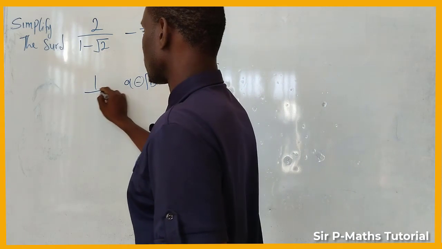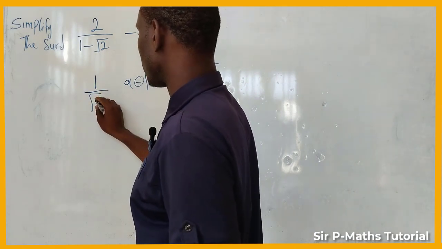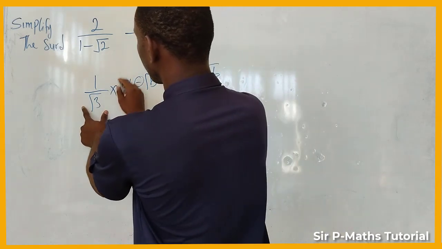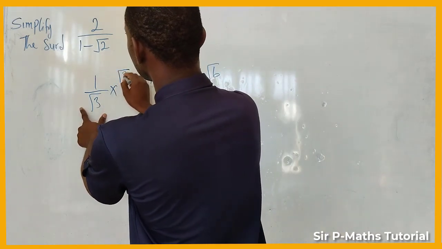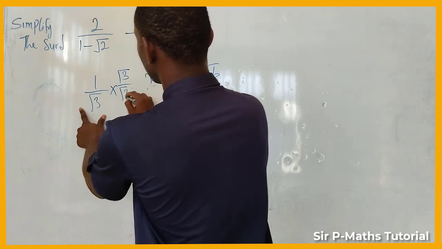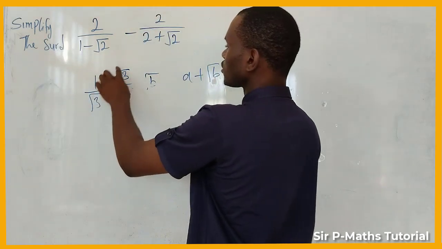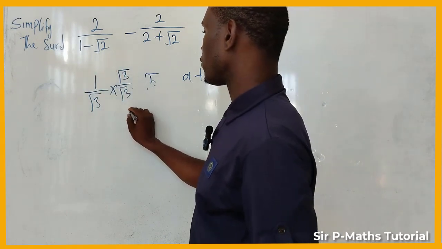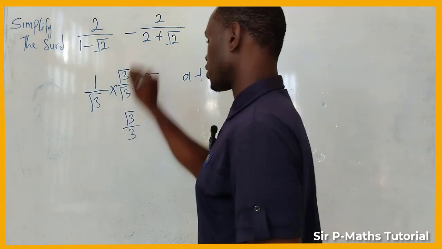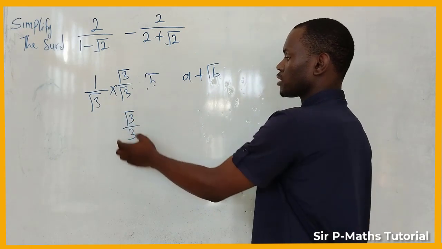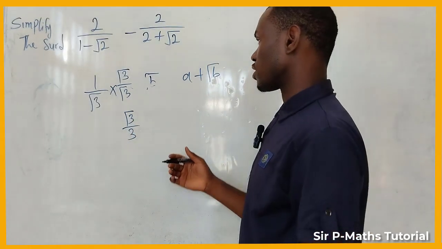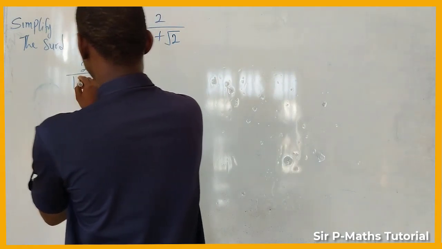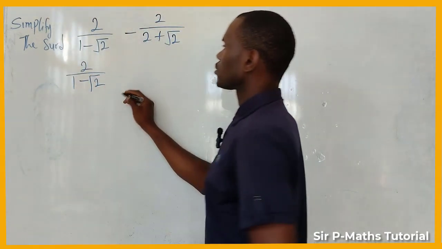Of course, rationalization is making an irrational fraction rational by using the denominator to multiply up and down. So I'll say 1 over root 3 multiplying root 3 over 3. If I multiply out now, I'll have root 3 over 3, making it rational. This denominator is no longer irrational. So let's rationalize. I'll have 2 over 1 minus root 2.